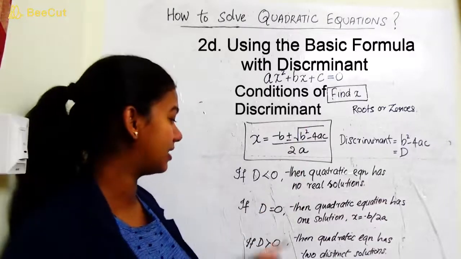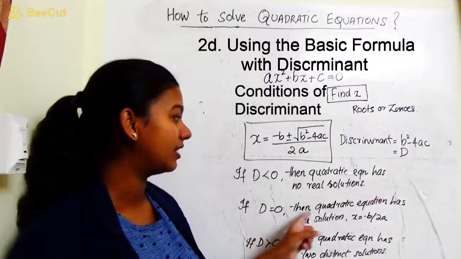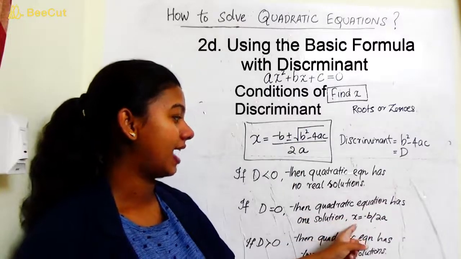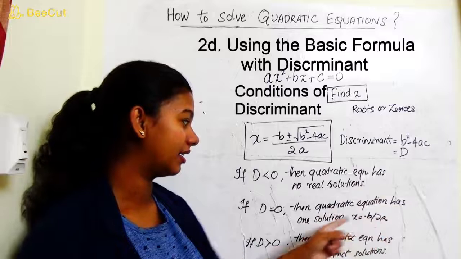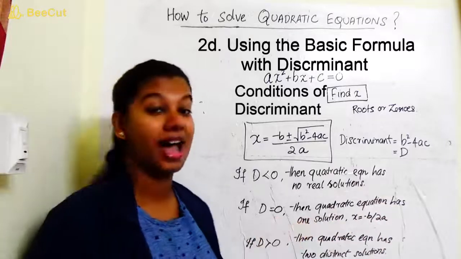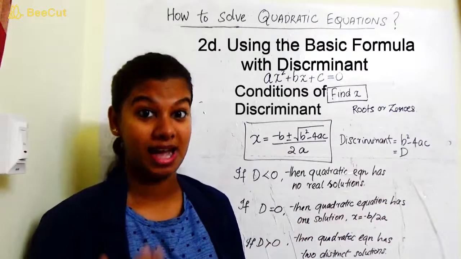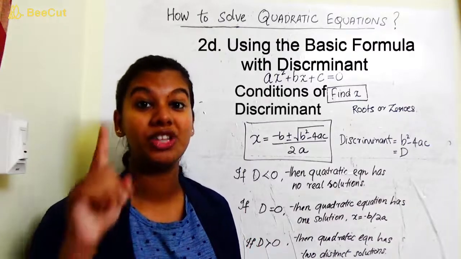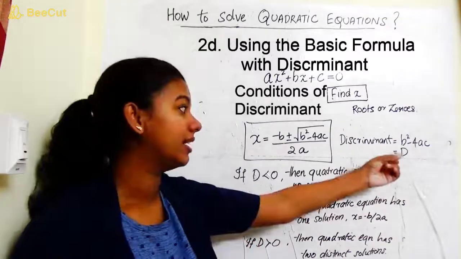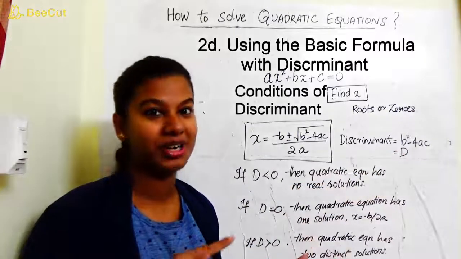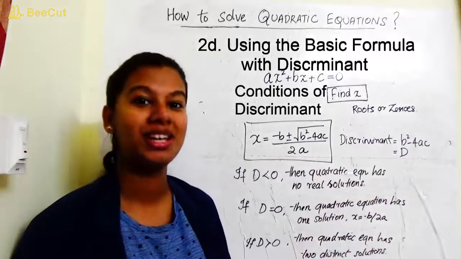Now the second case is d equal to 0. Then the quadratic equation has one solution, that is x equal to minus b by 2a. So in this case, I already did an example in which there was a quadratic equation with only one solution. So if we find the value of d for that particular question, the value will be 0.